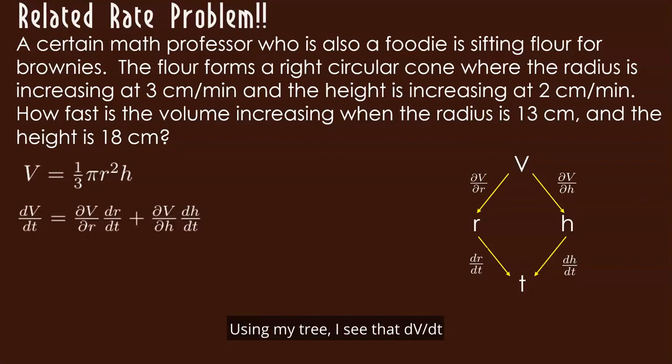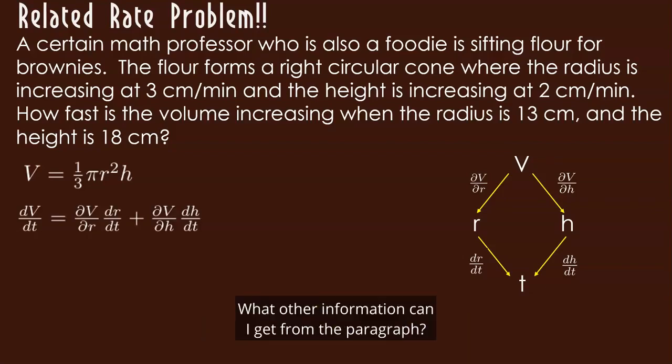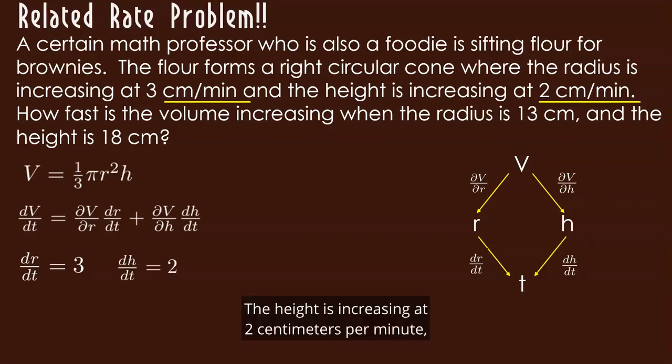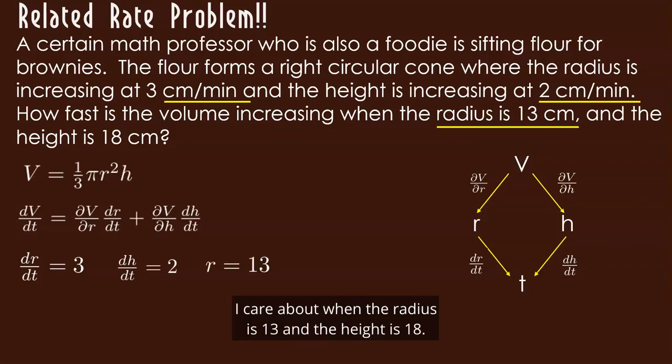Using my tree, I see that dv dt is partial of v with respect to r, dr dt, and partial of v with respect to h, dh dt. What other information can I get from the paragraph? I see that the radius is increasing at 3 centimeters per minute, so dr dt is 3. The height is increasing at 2 centimeters per minute, so dh dt is 2. I care about when the radius is 13 and the height is 18.